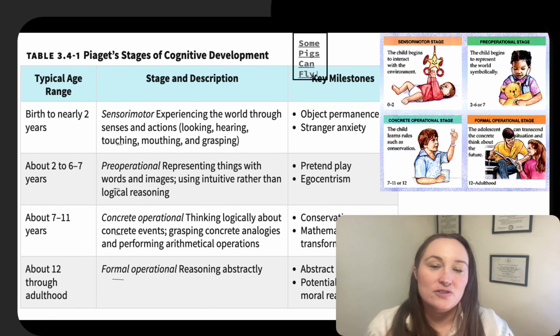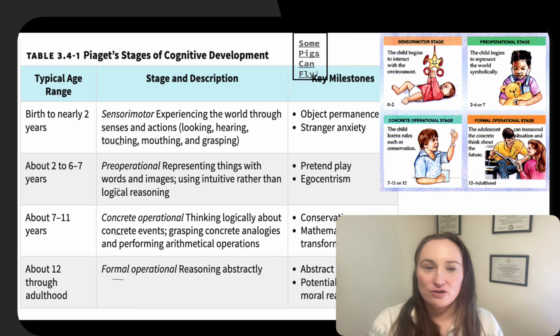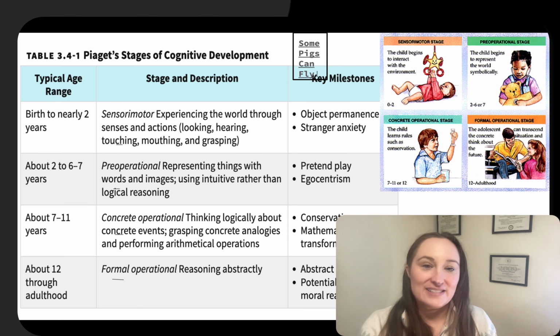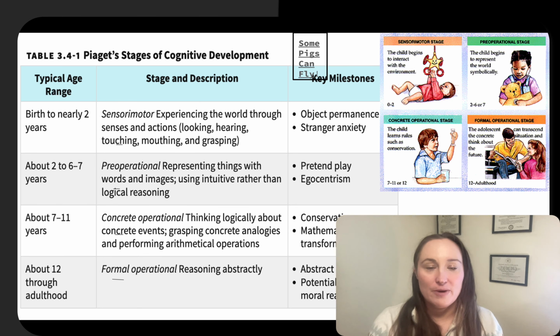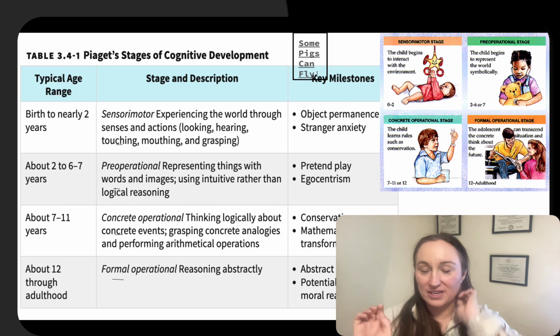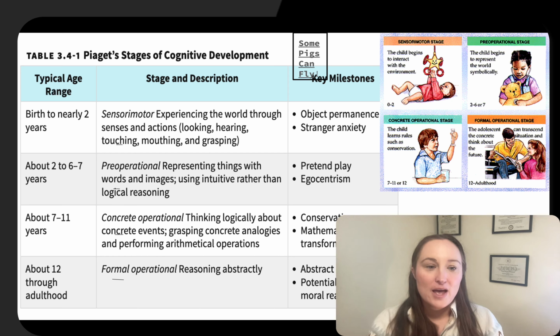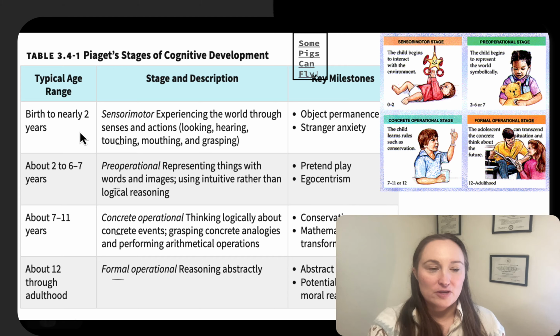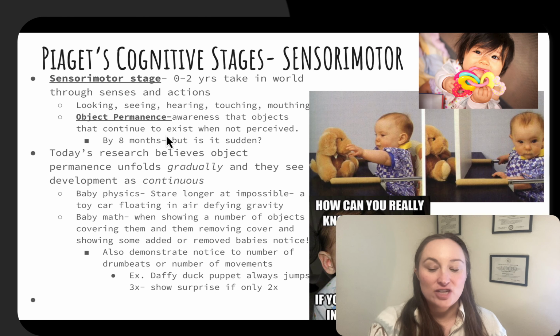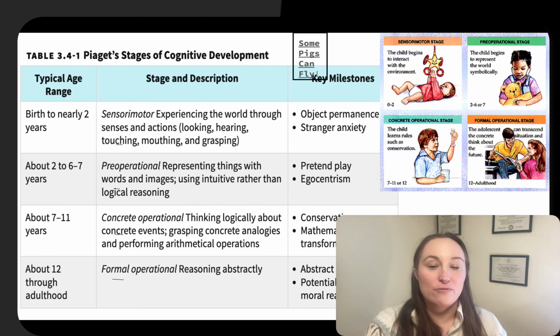Next, we're going to go into the 4 stages of cognitive development that Piaget created. So he is a stage theorist. When we were talking about themes in developmental psychology, one of them was continuous or stage, right? Do things happen in a continuous way or a stage way? So here are our 4 stages that I'm going to go over.